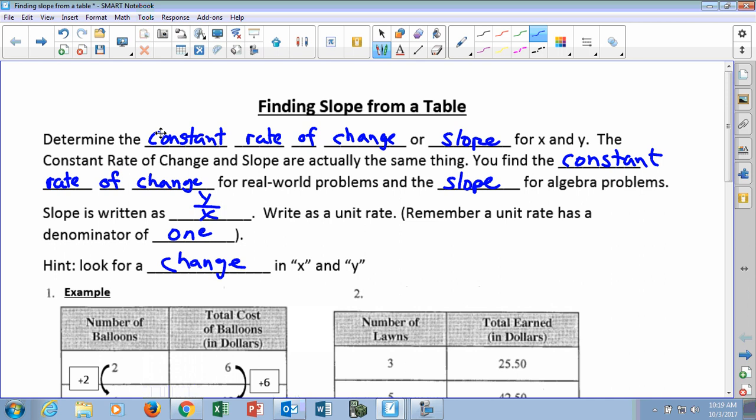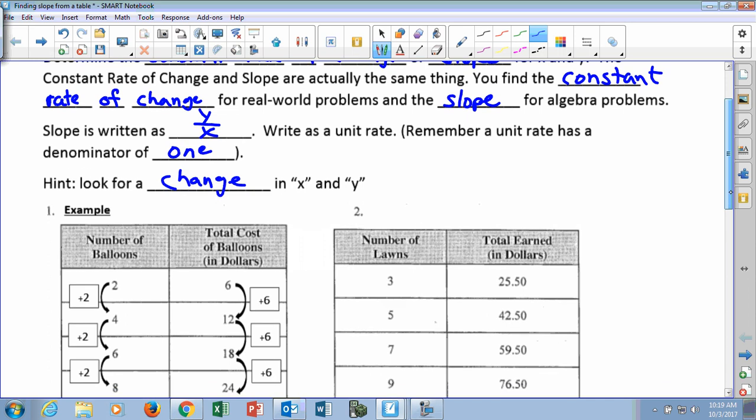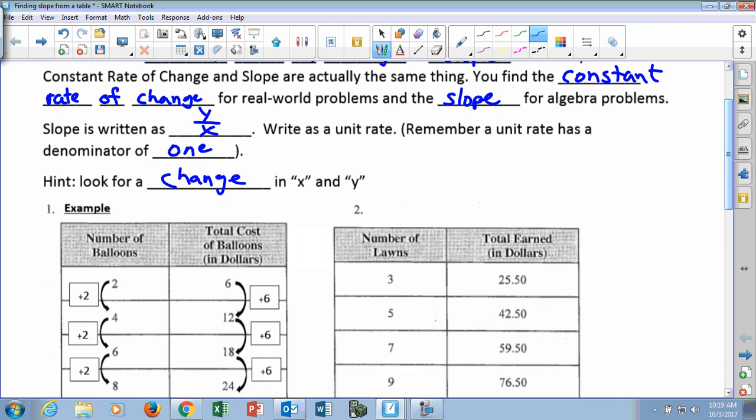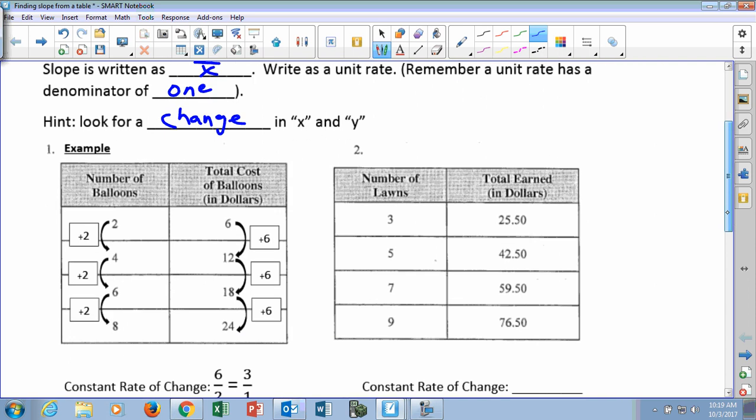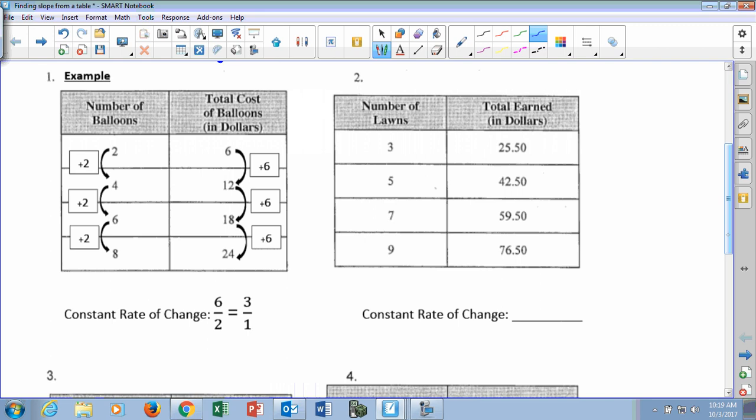So like in that first example you see, if I lower this just a little bit, you can see the y column, the total cost of balloons, is going up by 6s. The number of balloons is going up by 2s. So again, change in y over the change in x. There's your y, there's your x. And again, 6 over 2 converts to 3 over 1, which then should just simplify to 3.